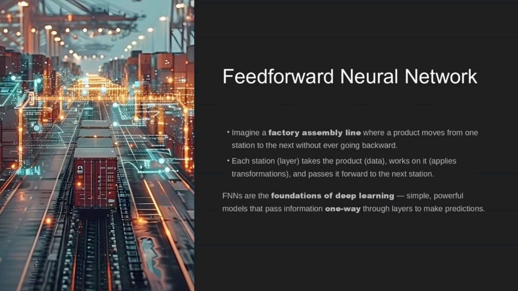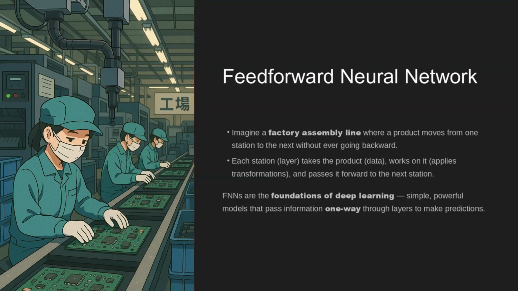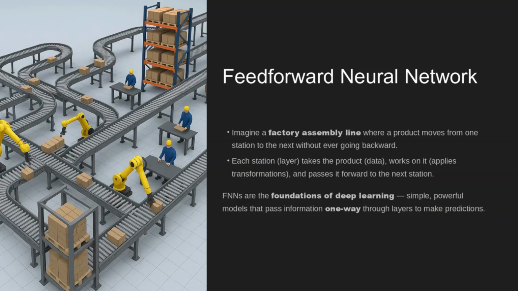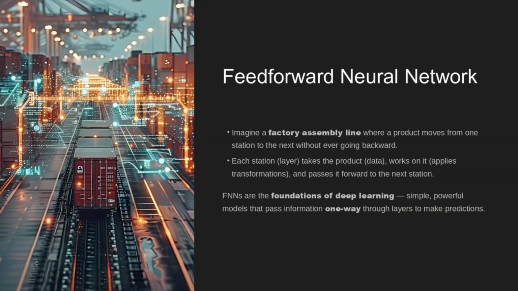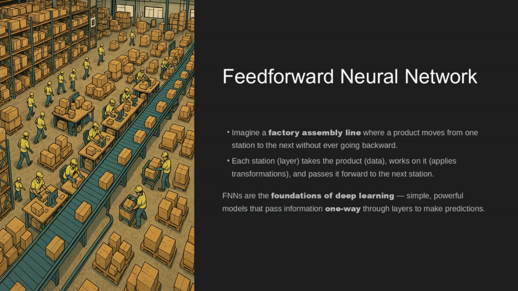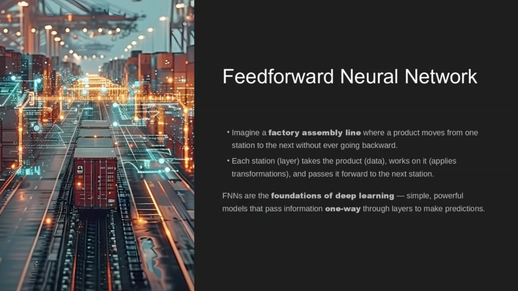For example, let's explain what feed-forward neural networks are. Imagine a factory assembly line where a product moves from one station to the next without ever going backward. Each station or layer takes the product, or the data, works on it by applying transformations, and passes it forward to the next station. Feed-forward neural networks are the foundations of deep learning. They are simple yet powerful models that pass information one way through layers to make predictions.